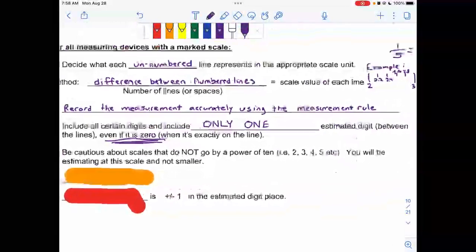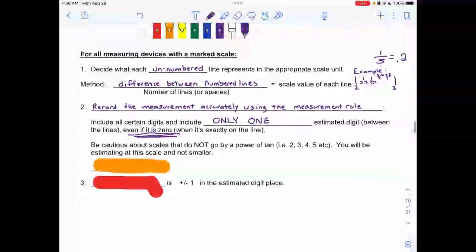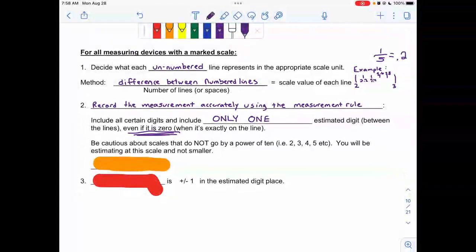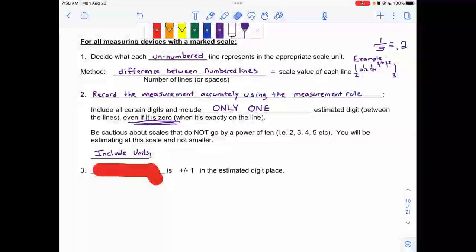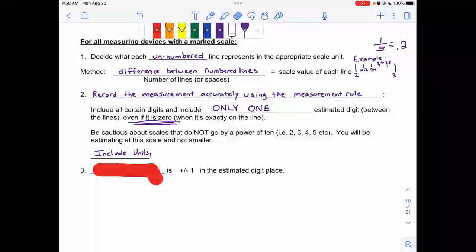And we're going to be cautious about the scales. If we're not going by a power of 10, we're just going to make sure that we're not estimating any smaller. We're also going to make sure we include our units on our measurement, because a unit tells us what we're measuring in. It could be grams, centimeters, all sorts of different things.